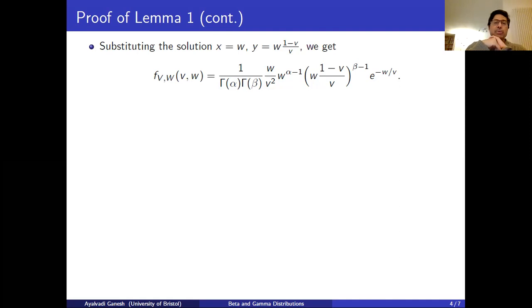Okay, what did we set out to calculate? We didn't care about W, we only cared about V. We want to know the density of V. How do we calculate the marginal density for V from the joint density for V and W?